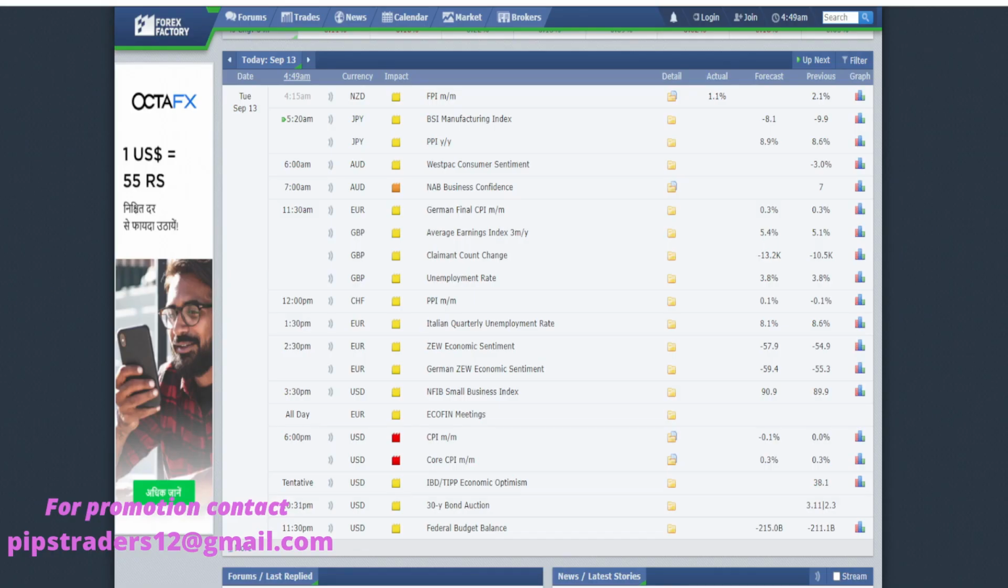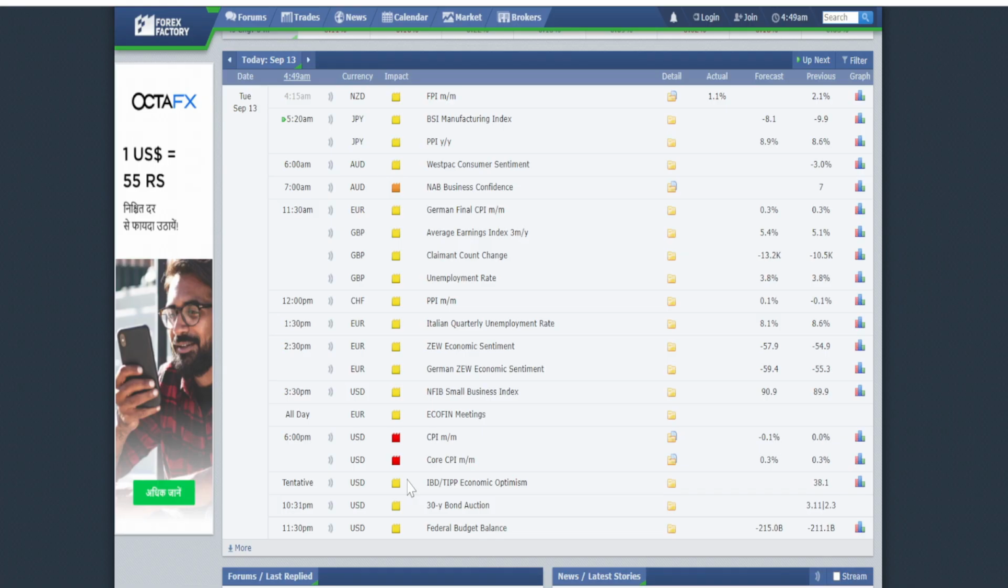Today is Tuesday, September 13th. At 7 AM we have medium impacting news planned for Australian dollar related currency pairs. Then at 6 PM we have high impacting news planned for US dollar related currency pairs. Otherwise we have only low impacting news planned for major currency pairs.